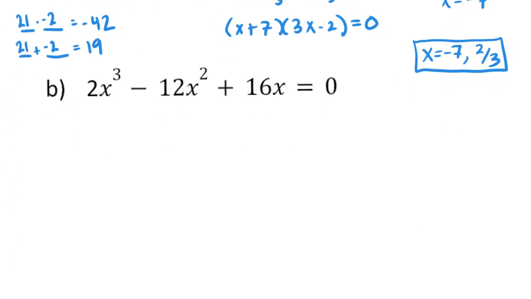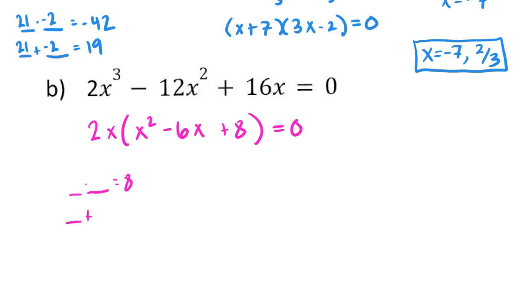Okay, it's pretty similar. In this case, though, we're going to want to find the greatest common factor. So in our problem, we have 2x is our GCF. So we factor that out. We have x squared minus 6x plus 8 equals 0. And then we're trying to find two things that multiply to get 8 and add to get negative 6. We get negative 2 and negative 4. It's pretty simple factoring.